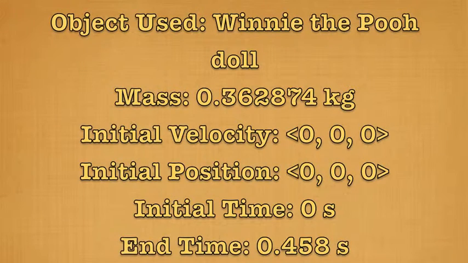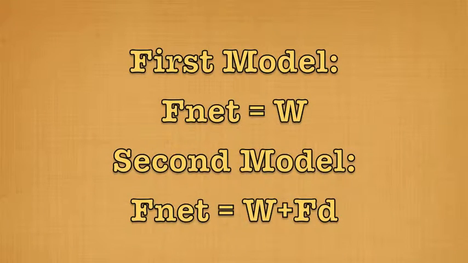In this experiment, the object used is a stuffed Winnie the Pooh doll that weighs approximately 0.362874 kilograms. Winnie the Pooh starts with a velocity and position of 0, and the change in time during the experiment is 0.458. To model the effects of the force on the velocity, there will be two models. The first will be just the force of gravity, and the second will be both the force of gravity and drag, or air resistance.